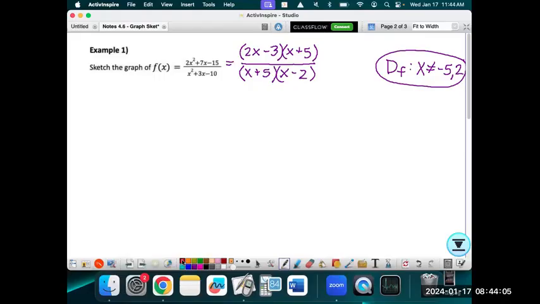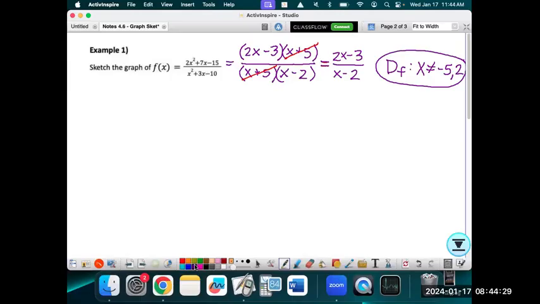There is one more thing I'm going to do with my function, and that is I'm going to cancel out the x plus 5s. So now my new simplified function is 2x minus 3 over x minus 2. So for the most part, I'm going to be using the simplified function to find all the information.